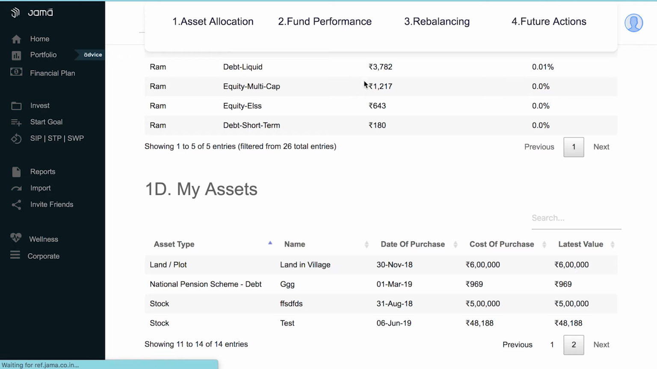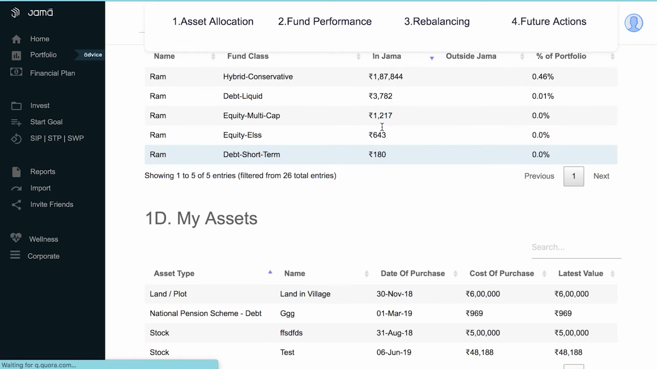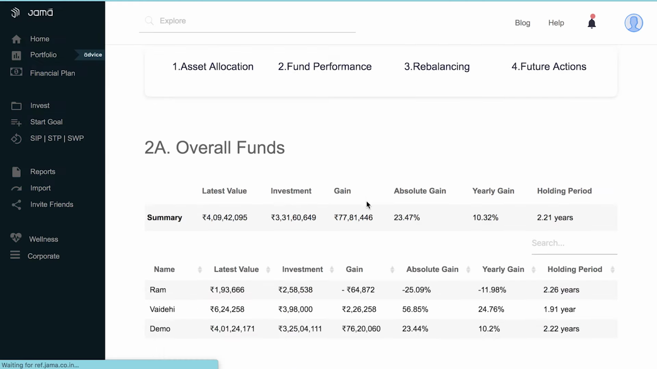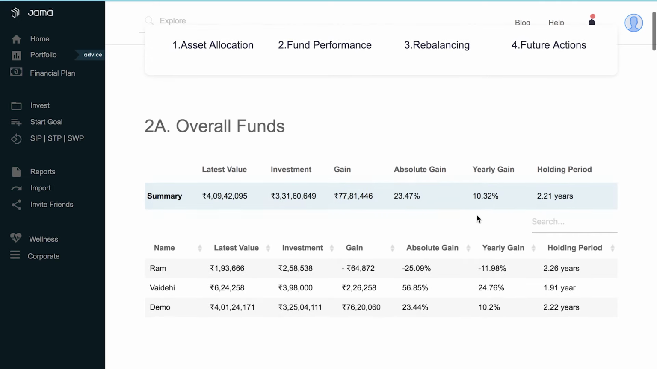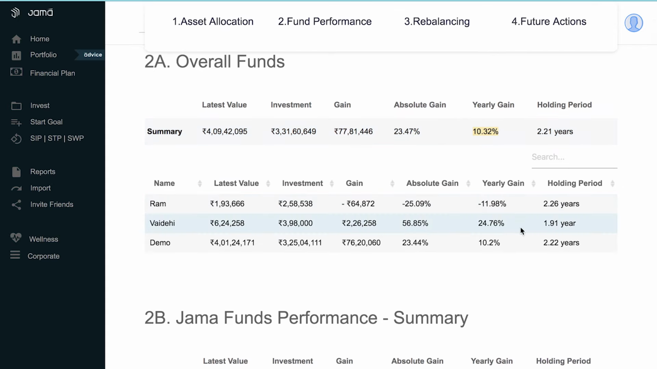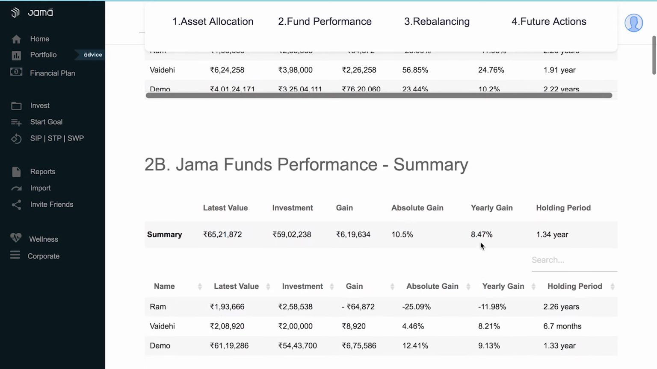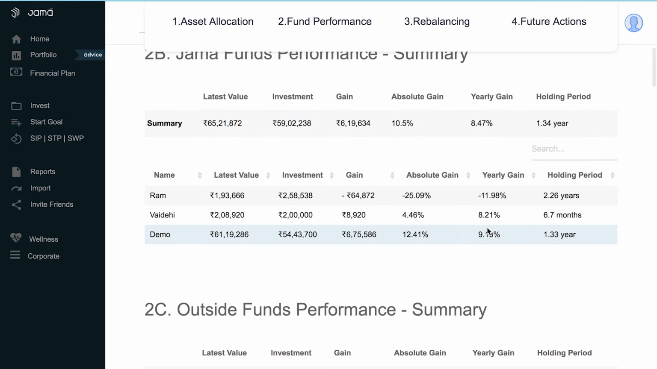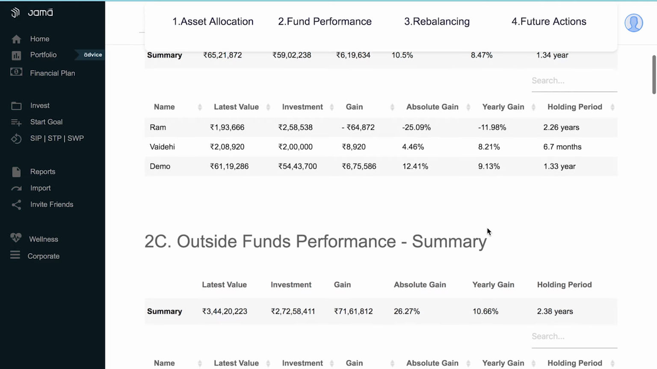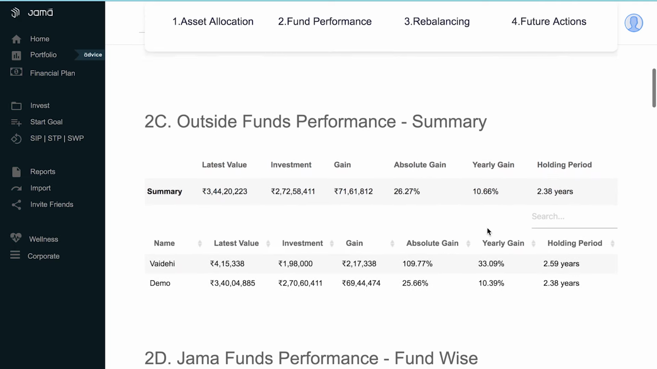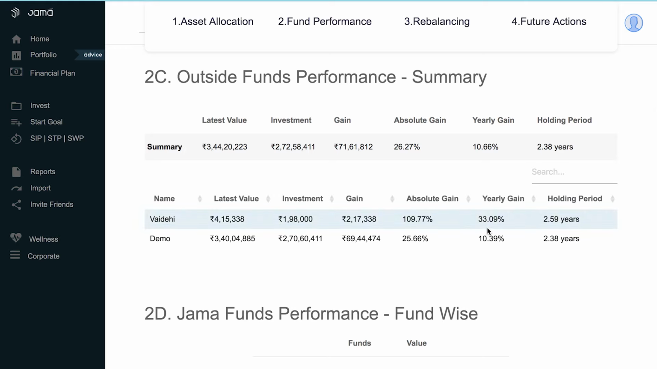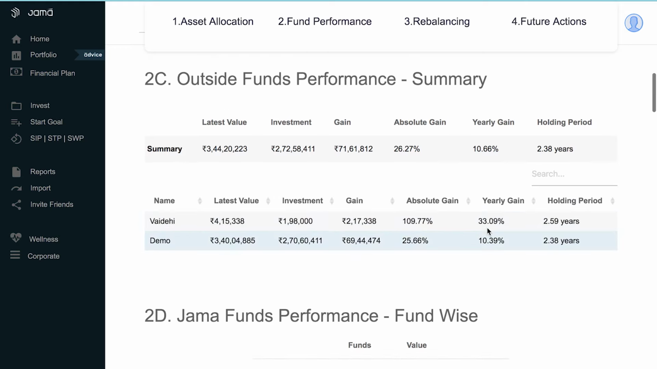Now getting into the fund performance of these investments. The fund performance shows what the overall fund performance is. So we have a decent return of 10.32%. Member wise, what are the returns? Member wise, what are the returns on the investments made in Jama? And again by family member. And then outside funds also, what are the investment performances?